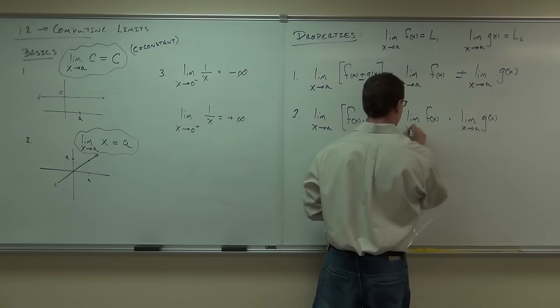I already asked you whether this would work for every polynomial. Can you do this with every polynomial, things that look like that? Absolutely. You can always separate them, take powers outside, break it up into a constant times a variable. That means that to find the limit of any polynomial, all you have to do is evaluate that function at the point a, whatever that is. This idea works for every polynomial.